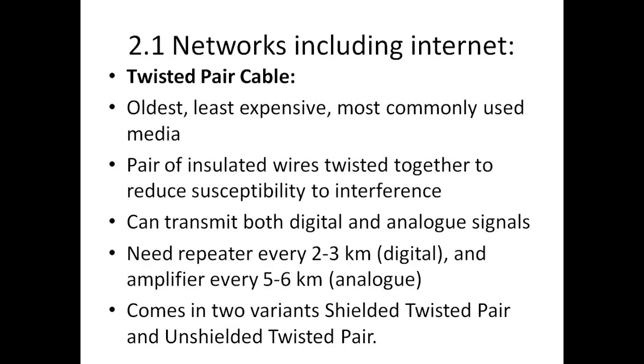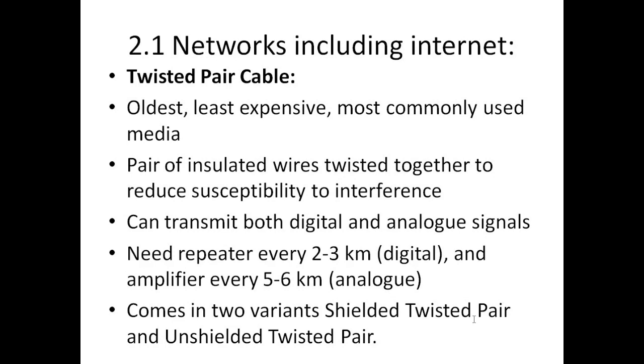The first thing we have in our syllabus is the twisted pair cable. It is the oldest, least expensive and most commonly used media around the world. It contains a pair of insulated wires twisted together to reduce susceptibility to interference. It can transmit both digital and analog signals.